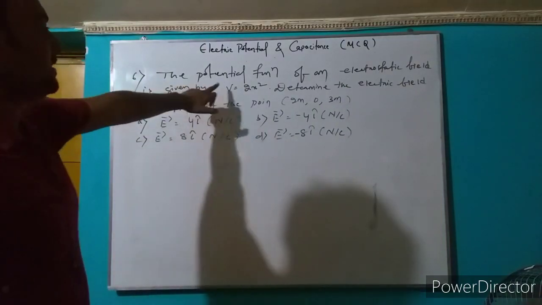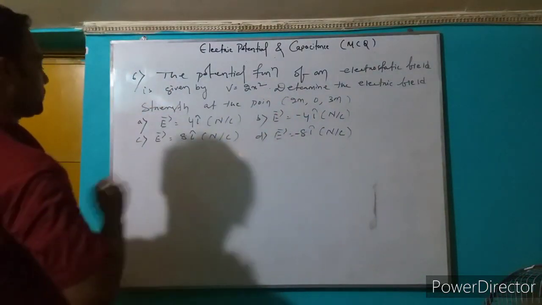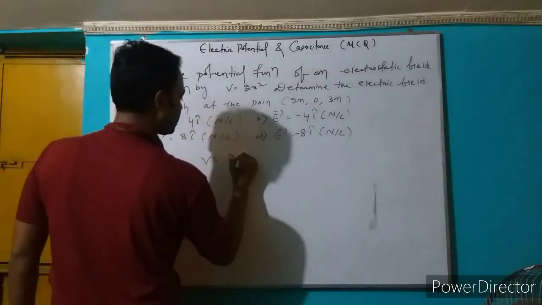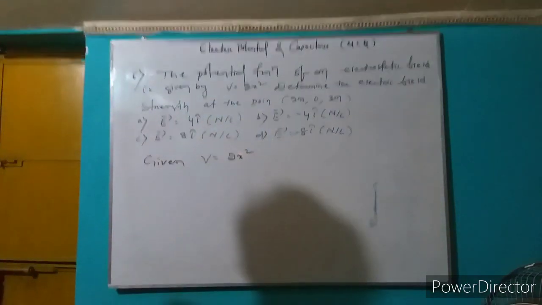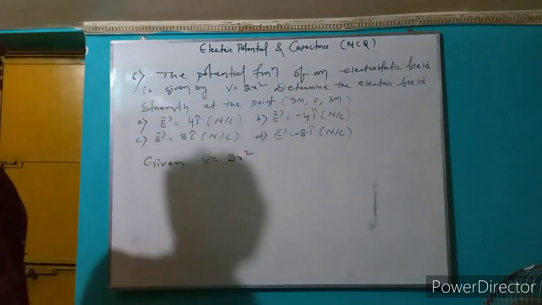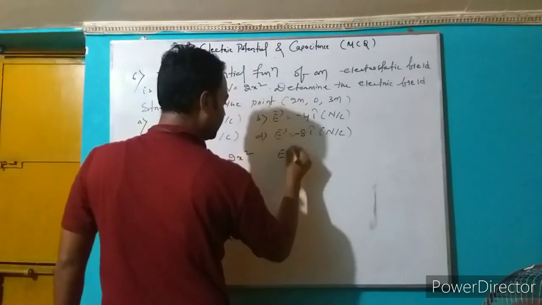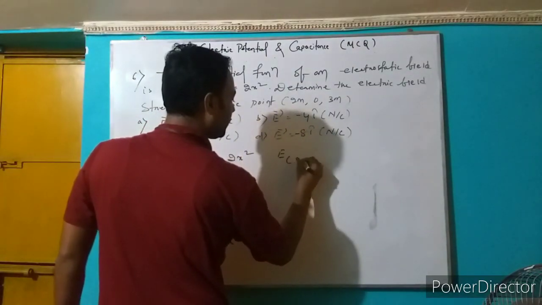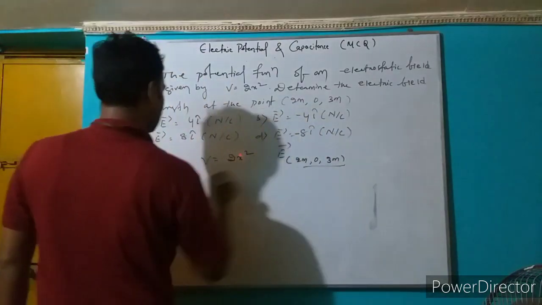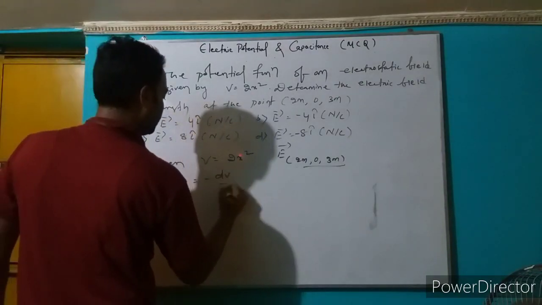In that question, the potential function of an electrostatic field is given by V equal to 2x square. Determine the electric field strength at point (2 meter, 0, 3 meter). Here, electric field strength at the point. We know the relation E equal to minus dV by dr.